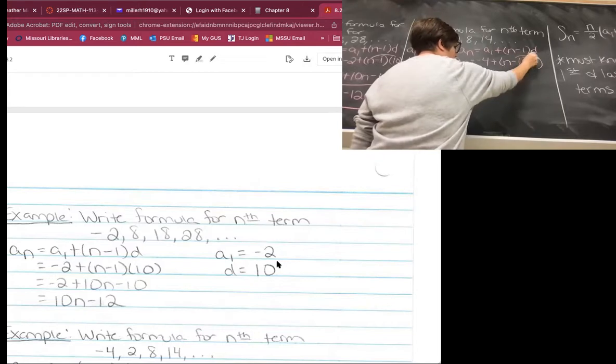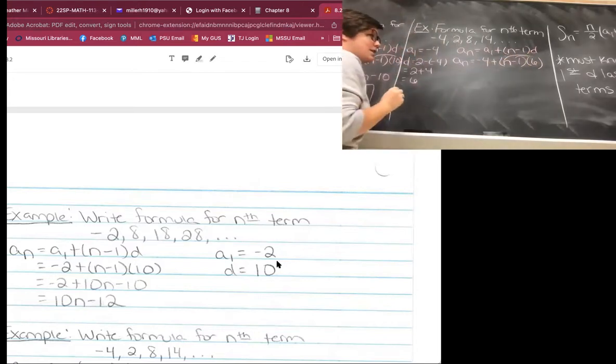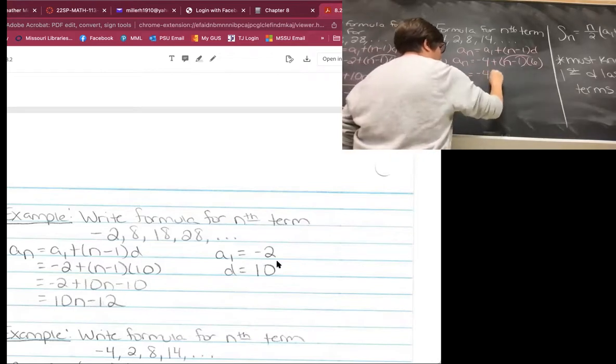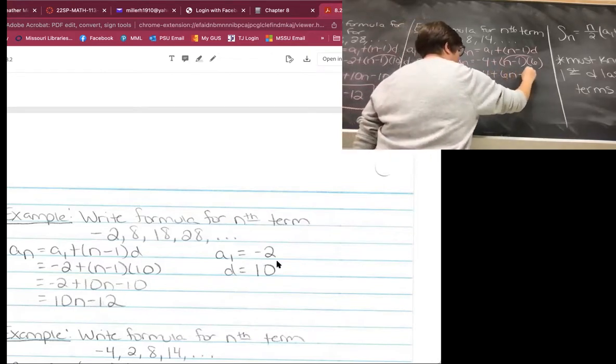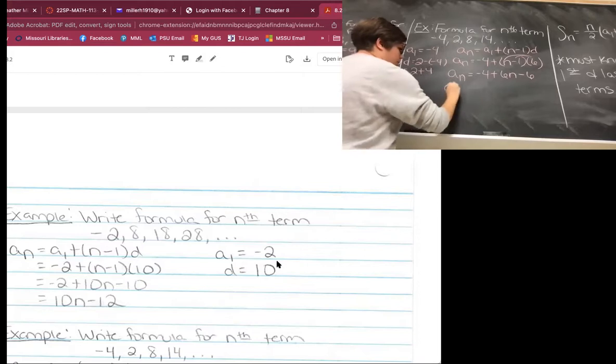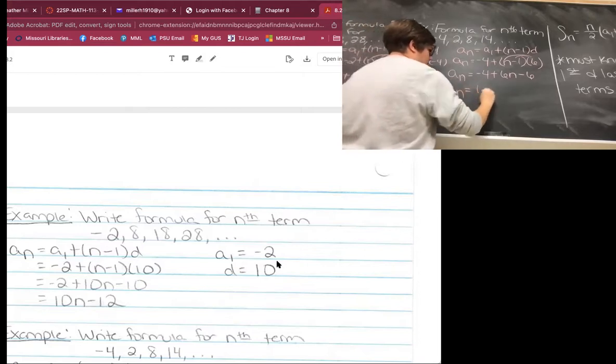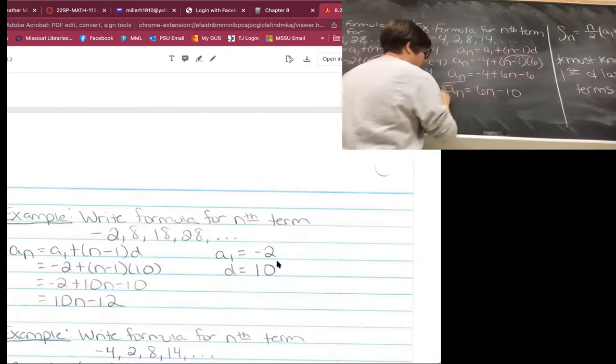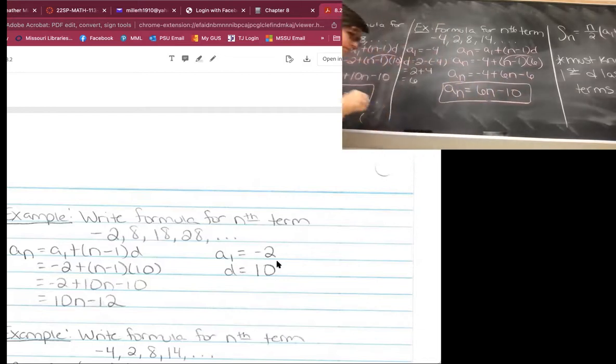Again, I'm going to distribute that 6 inside the parentheses. So I have a sub n equals -4 plus 6n minus 6. So I have a sub n equals 6n, and then -4 -6 equals -10. So there is the general formula for the nth term for that specific arithmetic sequence.